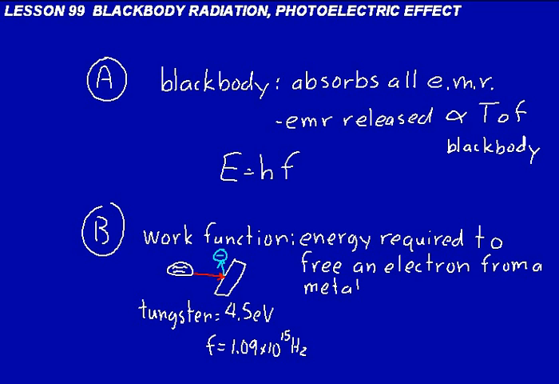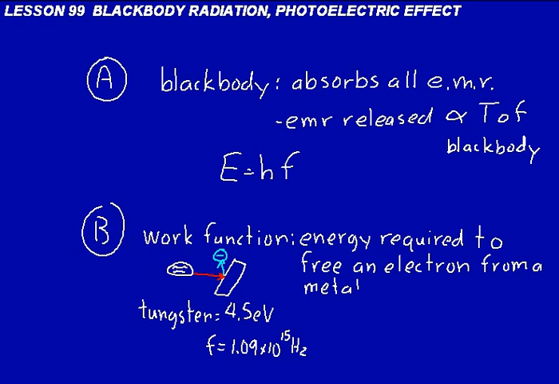Now, of course, you could have photons coming in higher than a frequency of 1.09 times 10 to the 15 hertz for tungsten. That would release that electron as well. So this right here, this 1.09 times 10 to the 15 hertz, could be thought of maybe as the critical frequency. That's just the frequency needed to release an electron from tungsten.